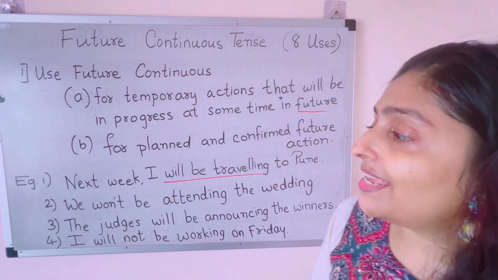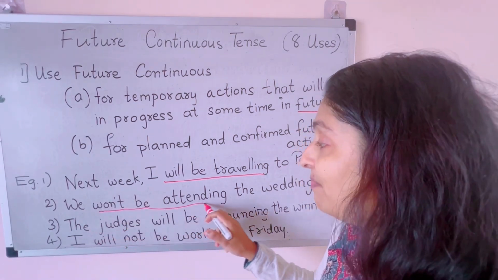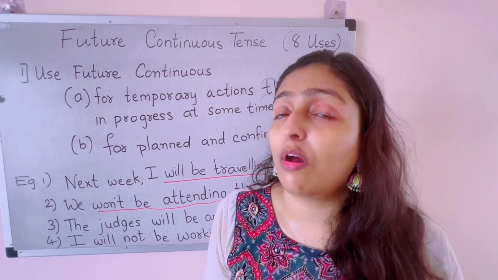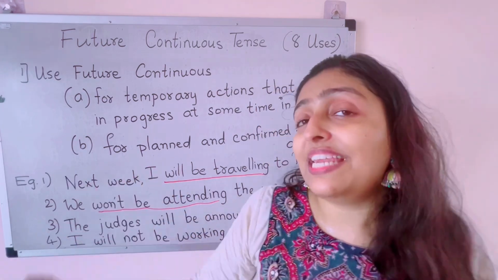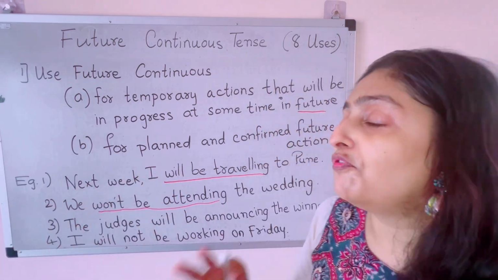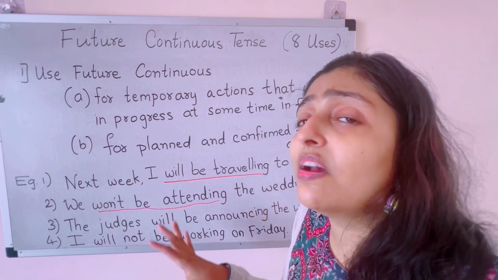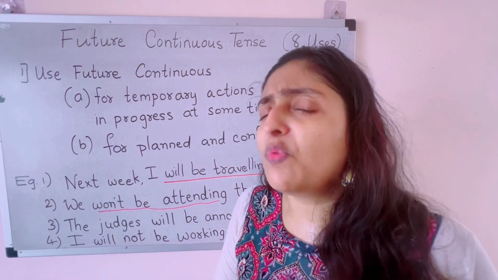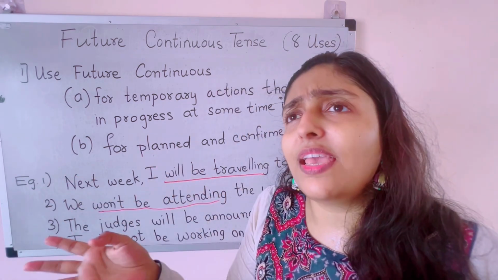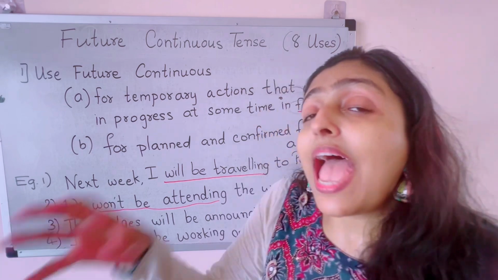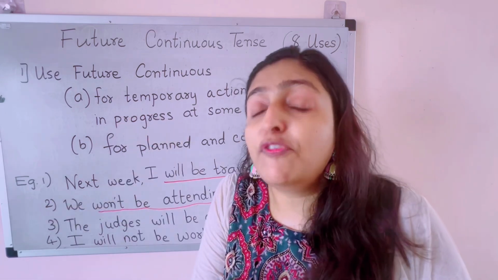Let's move on to the second example. We won't be attending the wedding. So this sentence is in negation or negative. Will not is equal to won't. Won't is the negative form of will not. We will not be attending the wedding. So why have I used here future continuous tense? Because the wedding is already planned and scheduled. Okay, attending. Why can't I say we won't attend the wedding? Because attending means it's a longer task than using simple future tense.